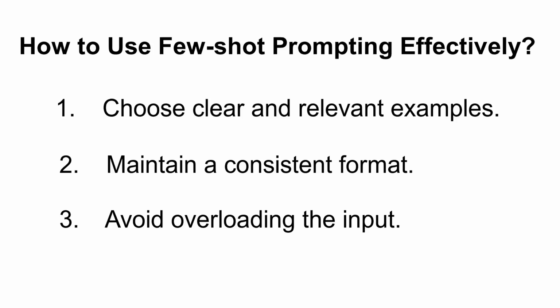How to use few-shot prompting effectively. Choose clear and relevant examples. Ensure your examples precisely reflect the format or task you want to solve. Maintain a consistent format. All examples should be uniform to help the model interpret them easily. Avoid overloading the input. 2 to 5 examples are enough for the model to grasp the task.